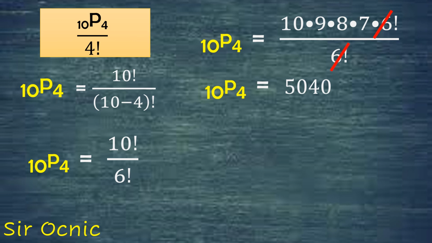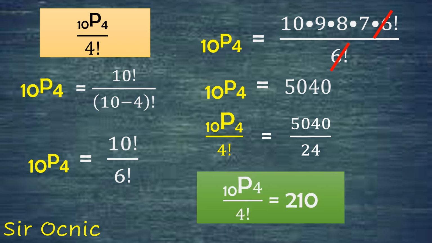Let us now divide the result by 4 factorial. 4 factorial is equal to 24. 5040 divided by 24 is equal to 210.